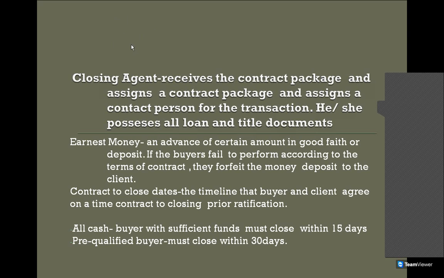After which they could have a contract to close date. It's the timeline that buyer and client agree on from contract to closing, prior to ratification. So they have agreed on the time frame, payment schedule, and also when to finally have inspection, all those things that they need to do before closing the transaction. Now, there are also types of buyers that could do an all cash payment. A buyer with sufficient funds must close within 15 days, or a pre-qualified buyer must close within 30 days.